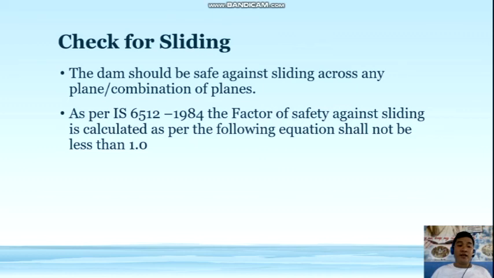Check for sliding. The dam should be safe against sliding across any plane or combination of planes. As per IS 6512 of 1984, the factor of safety against sliding, calculated as per the following equation, shall not be less than 1.0.